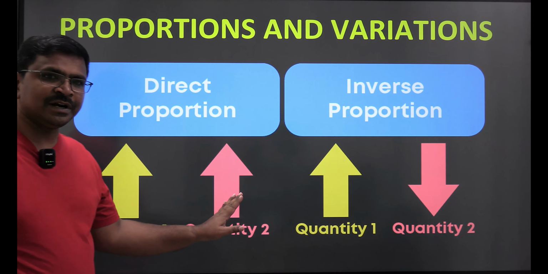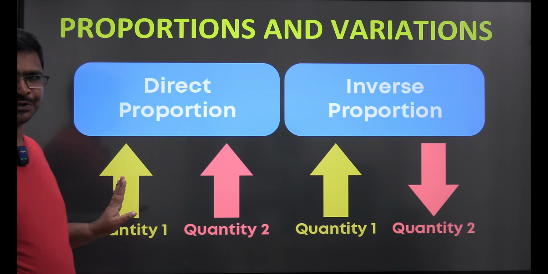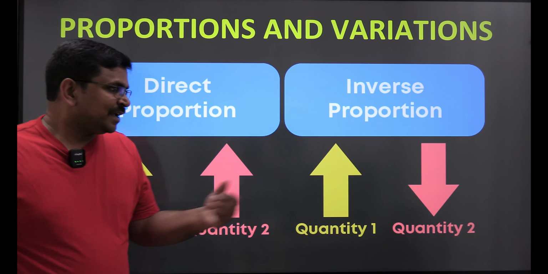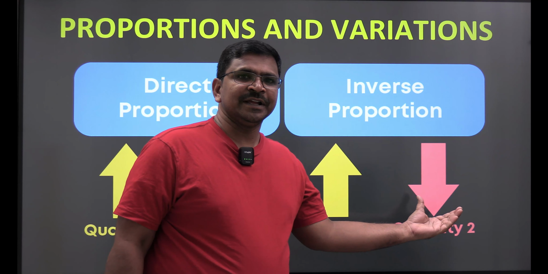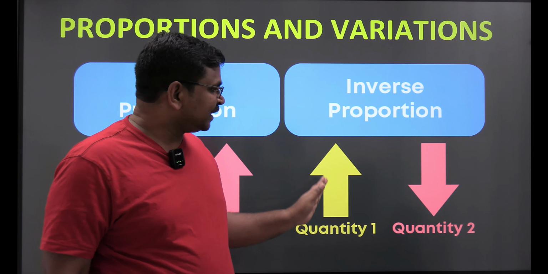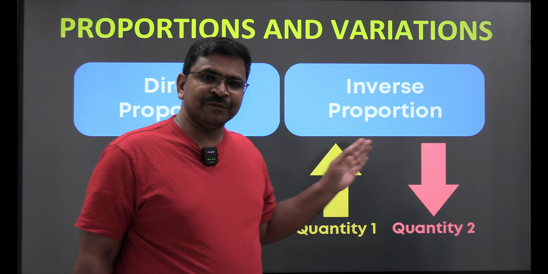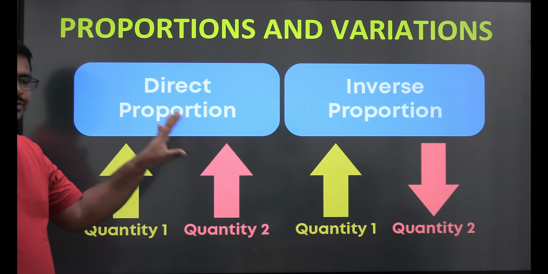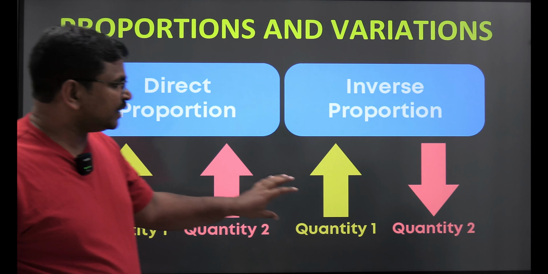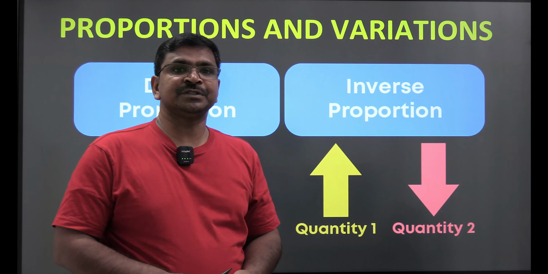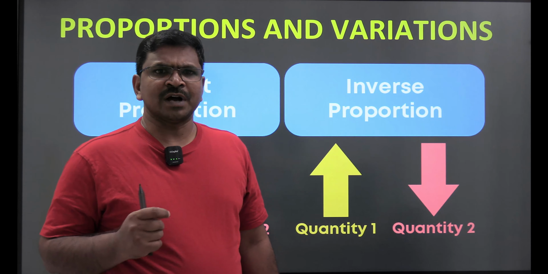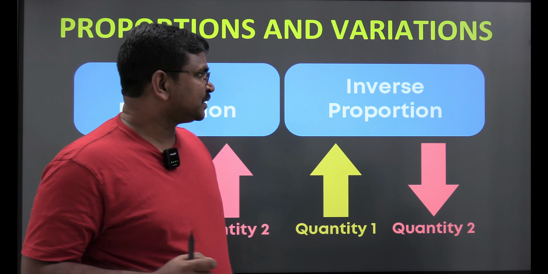Here, the second quantity is varying directly with the first quantity. As the first quantity increases, the second quantity also increases. In this other case, the second quantity varies inversely. As one increases, the other decreases. If this decreases, this increases. This kind of variation is called direct proportion, and this kind is called inverse proportion. Today, let us discuss these two concepts and applications. First, let us start with direct proportion.